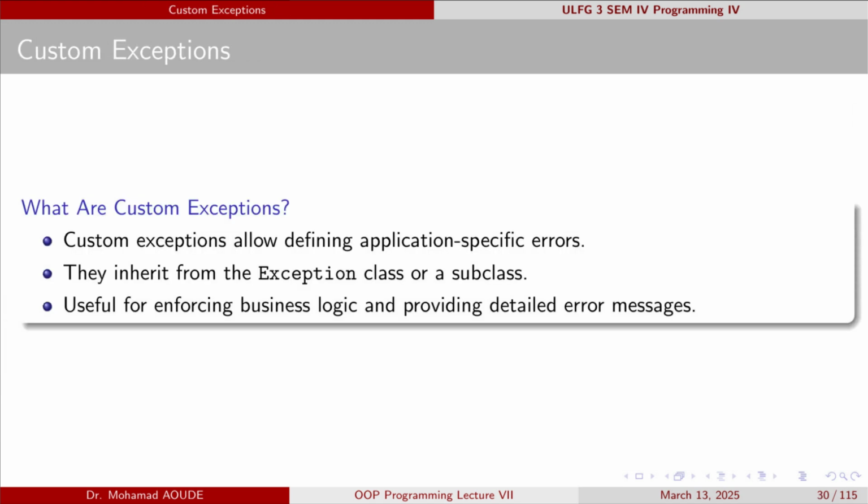Sometimes the built-in exceptions aren't descriptive enough. That's where custom exceptions come in. They allow you to define domain-specific errors with meaningful names, like NegativeBalanceException, making your code self-documenting and easier to maintain.